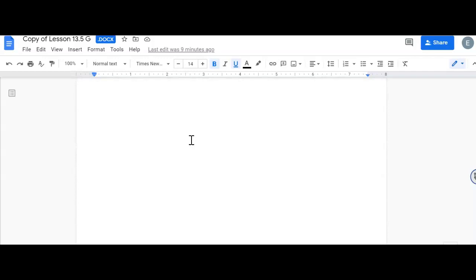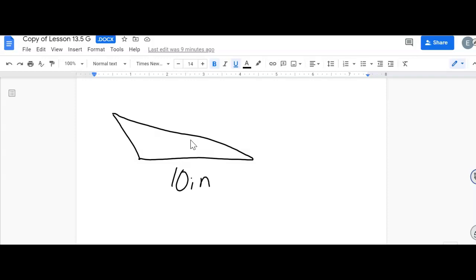Here is the triangle I want you to solve for. I want you to solve for the area of this triangle. This is 10 inches. This is 14 inches. This side length is 4 inches. Talk to your neighbor about finding the area of this triangle.